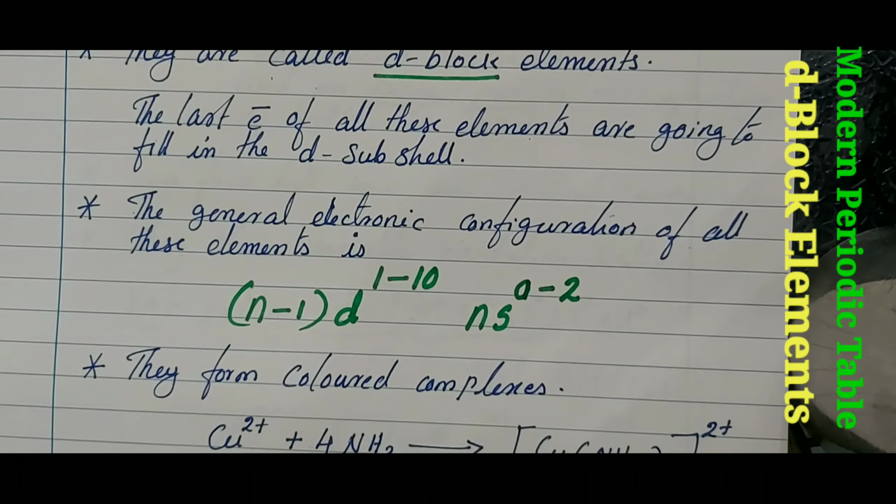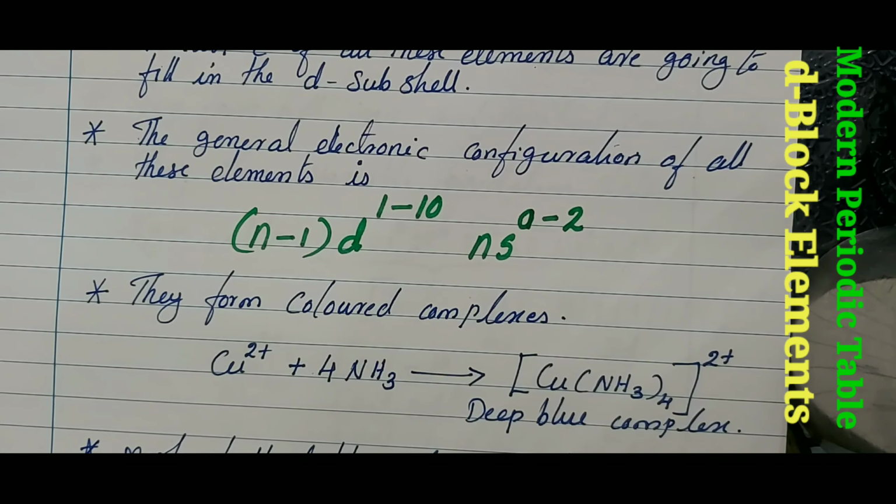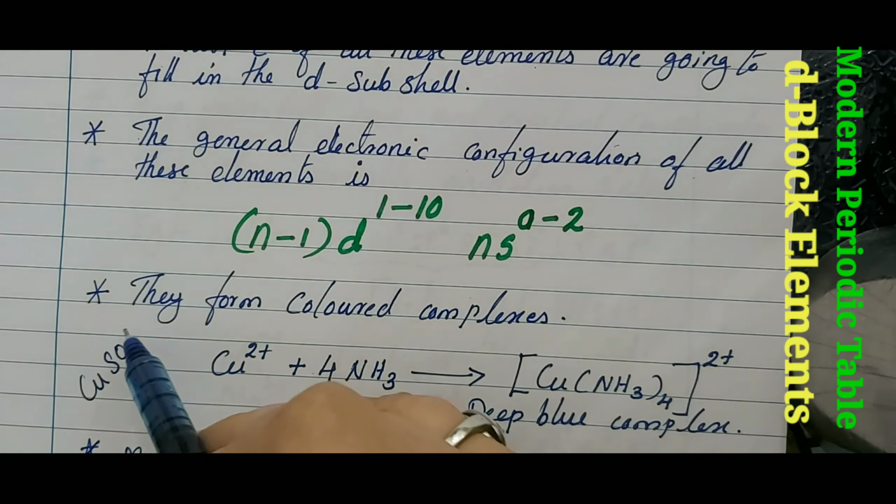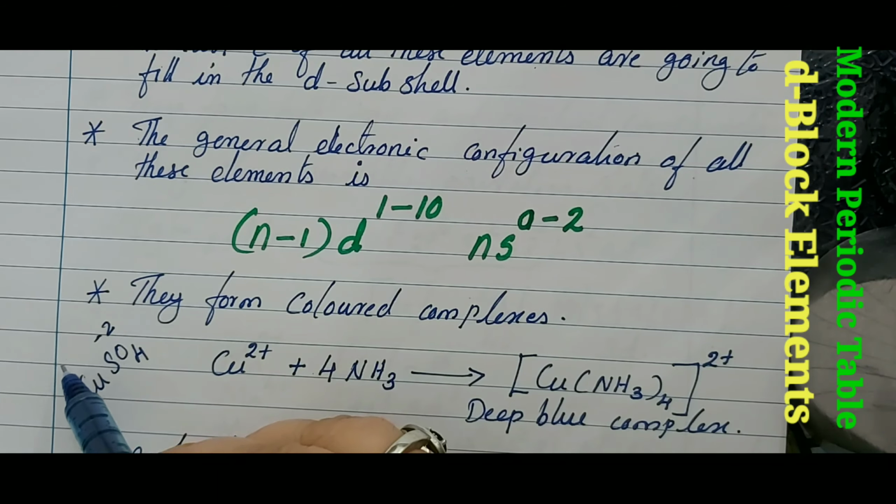Now, they form colored complexes. So the question, what is that? Cu2+. You know that copper can exist in two oxidation states. One is Cu+, we call it cuprous, and the other one is Cu2+, it is cupric. Now, Cu2+, you know that copper sulfate solution. Copper sulfate is CuSO4. SO4 is -2, and copper, its valency is +2.